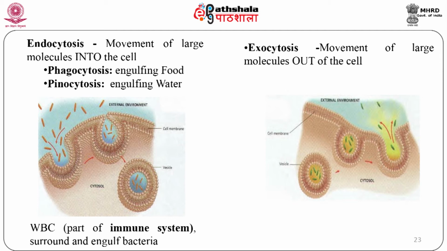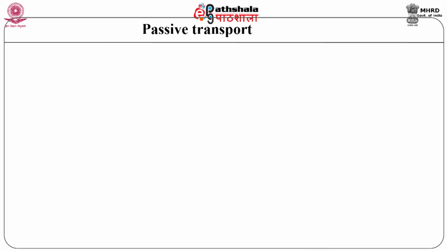Exocytosis. Movement of large molecules out of the cell is known as exocytosis. The molecule is surrounded by a bilayer vesicle, that is from the Golgi, the membrane absorbs the bilayer vesicle, and third, large molecules are pushed out of the cell.